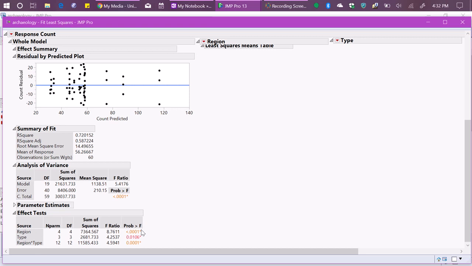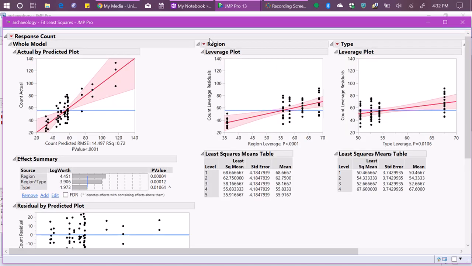And so these are the effects that we just tested. So yes, we have a significant main effect for region, we have a significant main effect for type, and we have a significant interaction effect. But we want to look and see what that means. So we're going to come over here to the right-hand side and look at the effects for region, type, and the interaction.